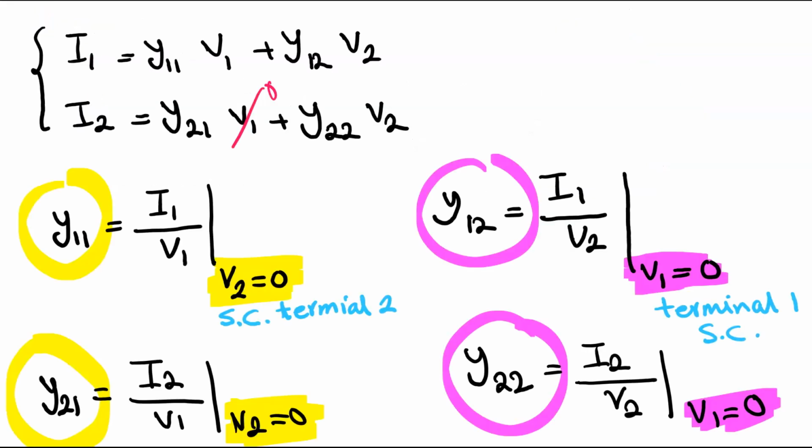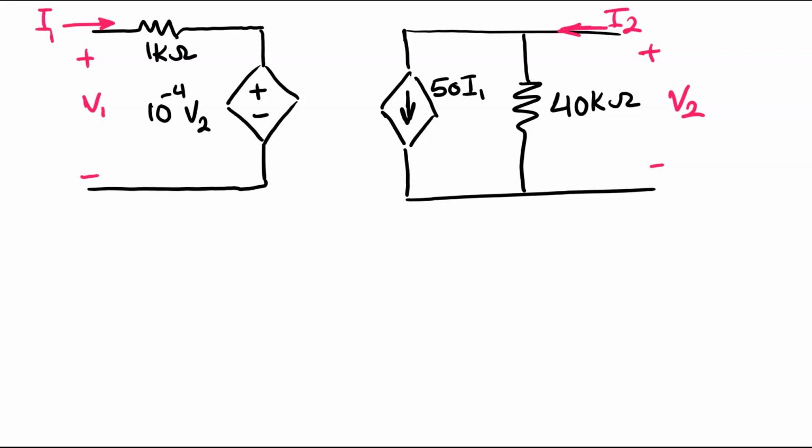In this example, I want to find my Y matrix components. So what I need to do in order to find y11 and y21 is that I need to short circuit terminal 2. So V2 is equal to 0. If V2 is equal to 0, then the dependent source will be equal to 0, and consequently I1 will be equal to V1 divided by 1K.